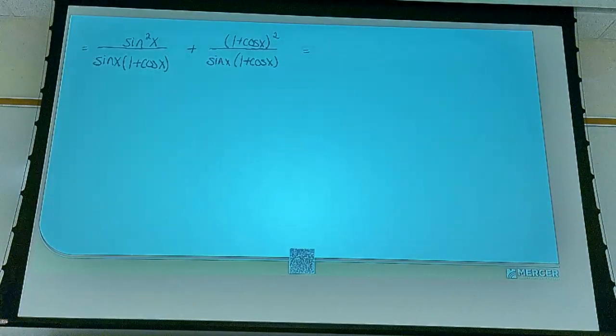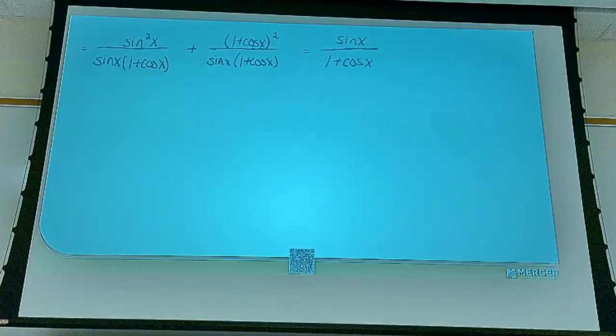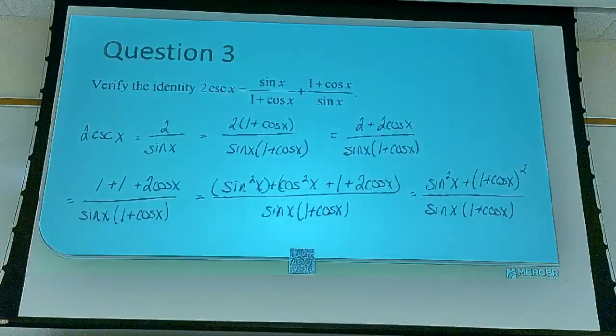Simplify. So the first one would be sine x over 1 plus cosine. Second one, 1 plus cosine, and then over sine, which is precisely what we wanted.